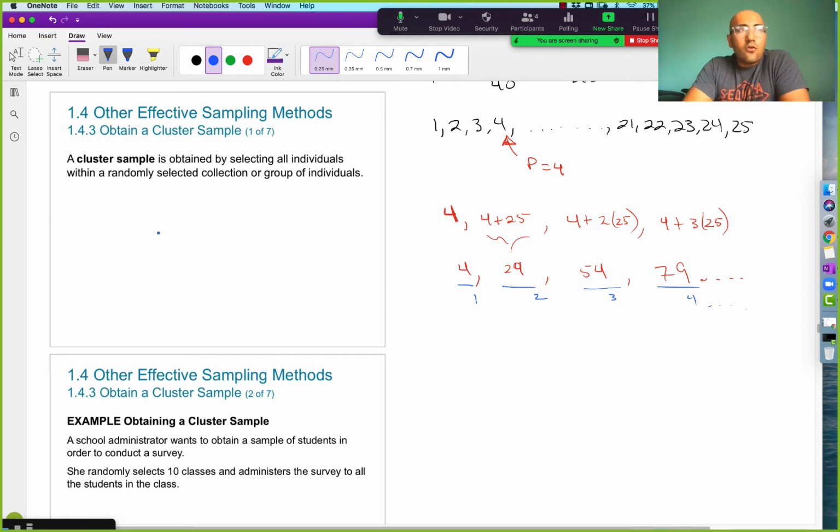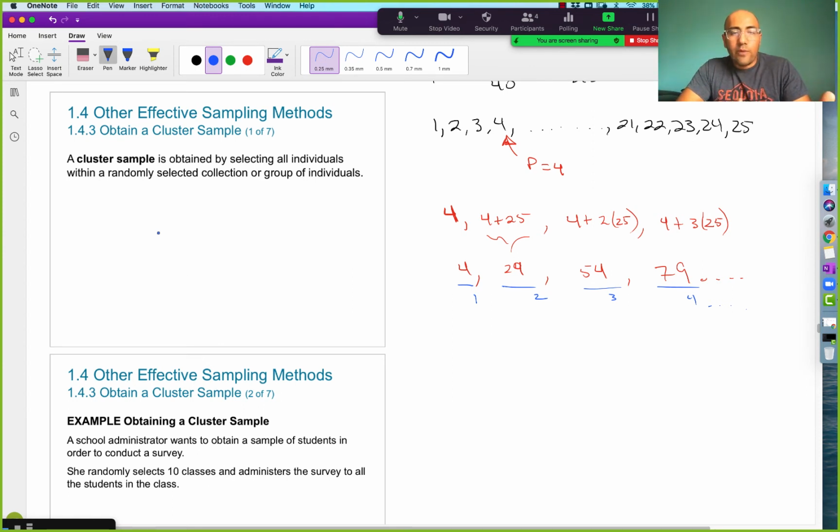So, for example, if I wanted to take a survey of students and do it with simple random sampling, I would go to the computer programs at school, get a list of all 20,000 students, and maybe randomly select 20 of them.